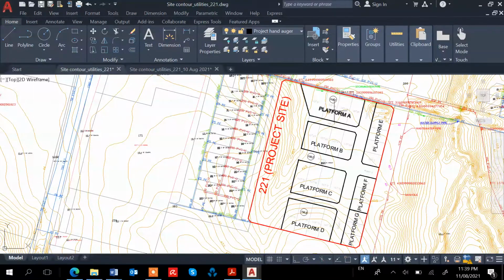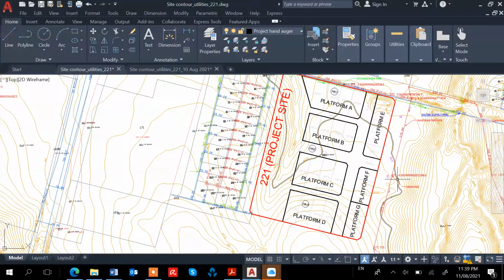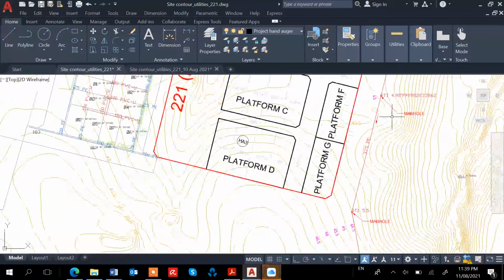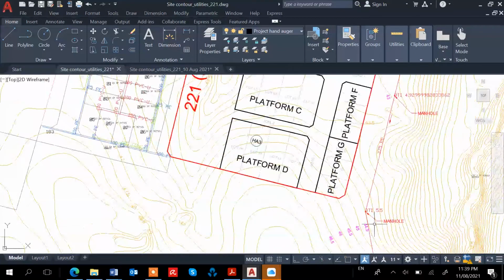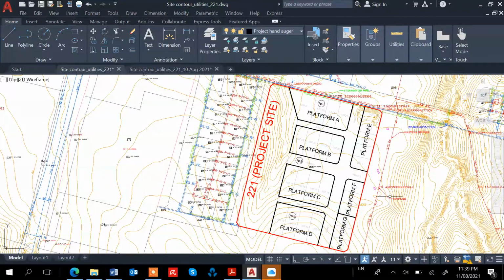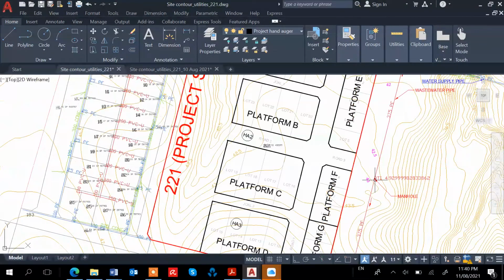So one is the contour. You see all the contours, and also the sewer lines. The sewer line is this 375 PE, which is polyethylene. So this 375 goes down this way from top to bottom. The wastewater will need to be discharged into this line via the manhole. I think we mostly do this by manhole.